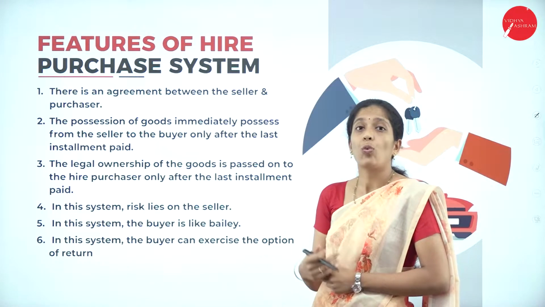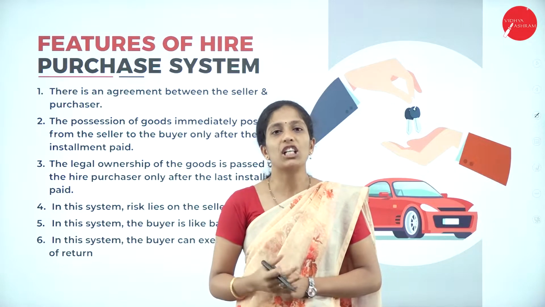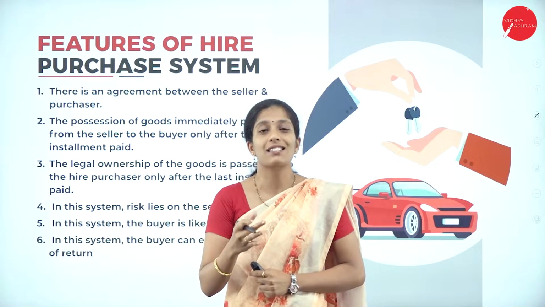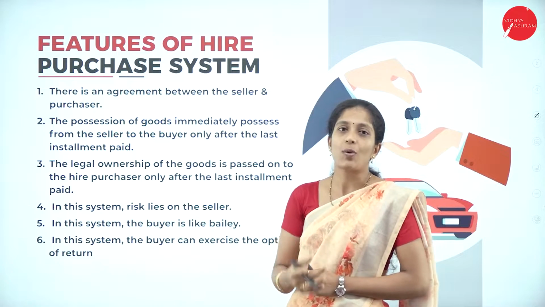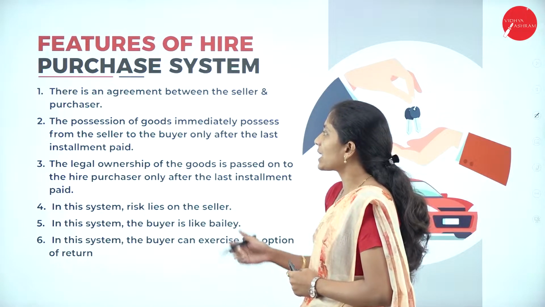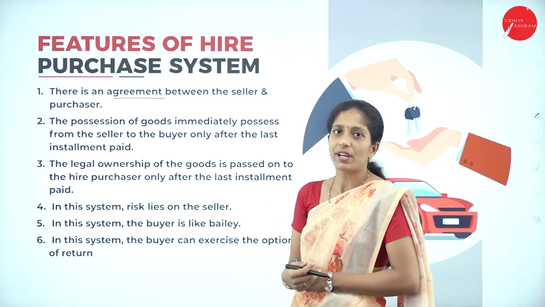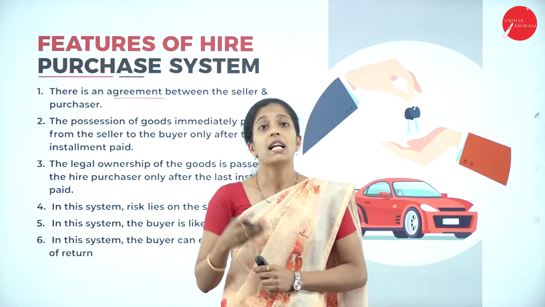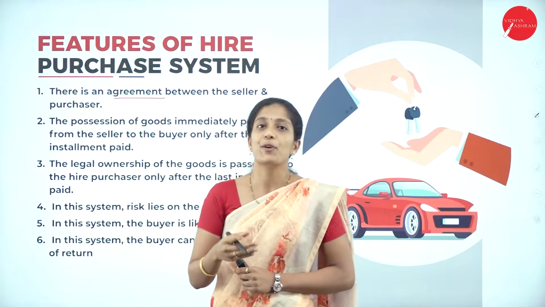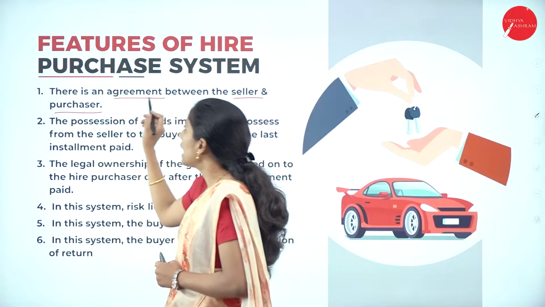Now let us see what are the features of the hire purchase system. If you know the meaning of the hire purchase system, it is very easy to recall all the features. Let us see them. The first one is that there is an agreement between the seller and the purchaser. The payment as well as the possession of the goods takes place with an agreement between the hire seller and hire purchaser. So there should be an agreement.